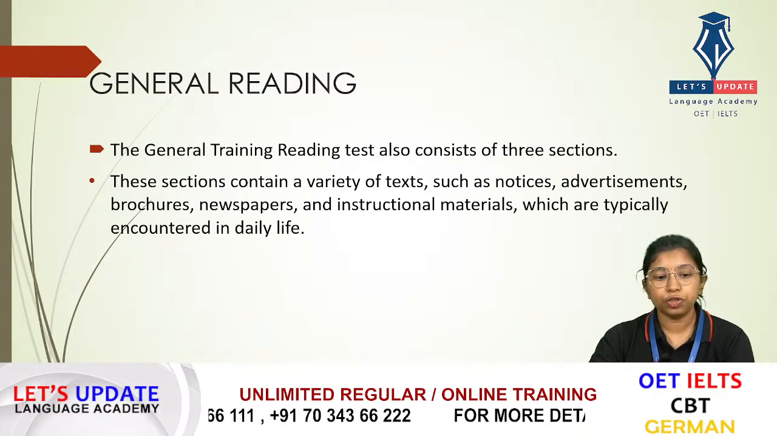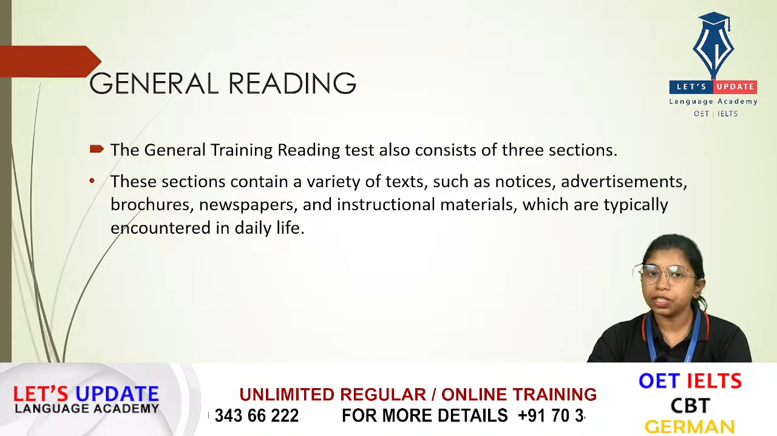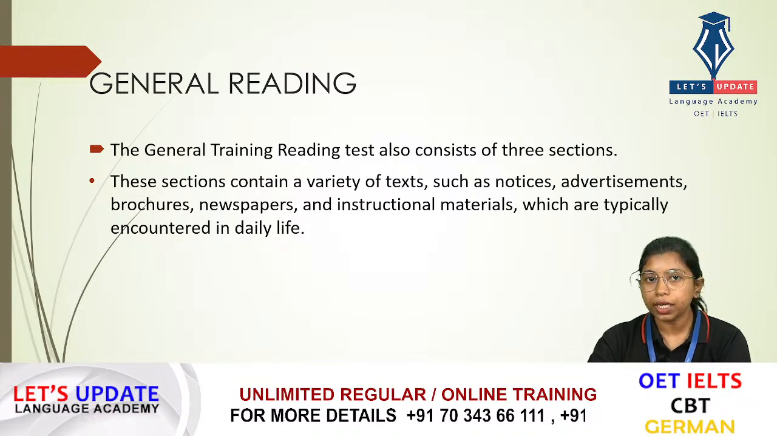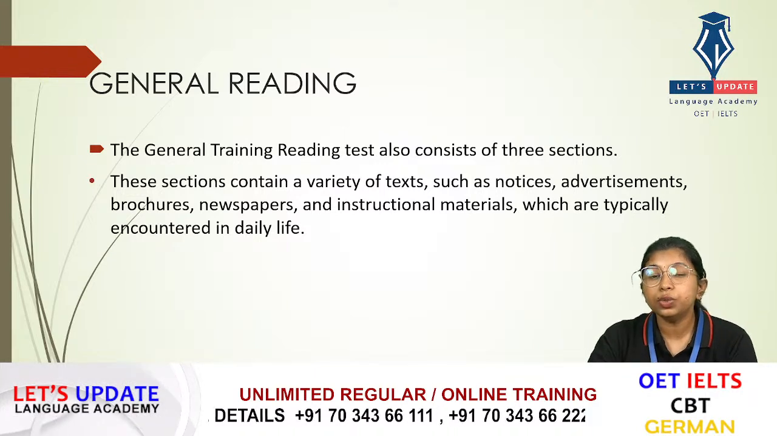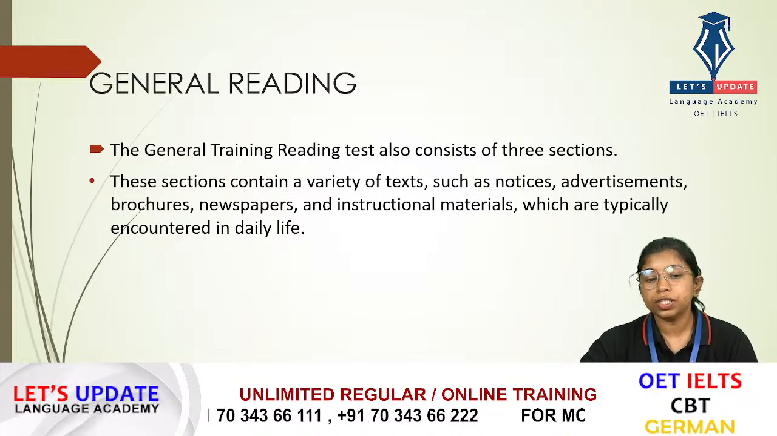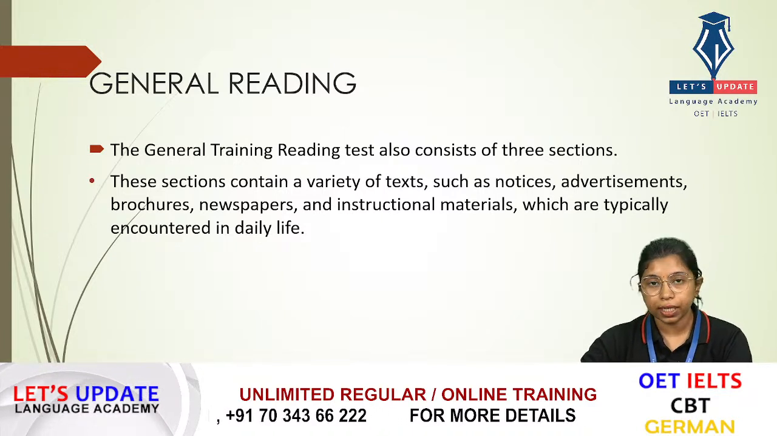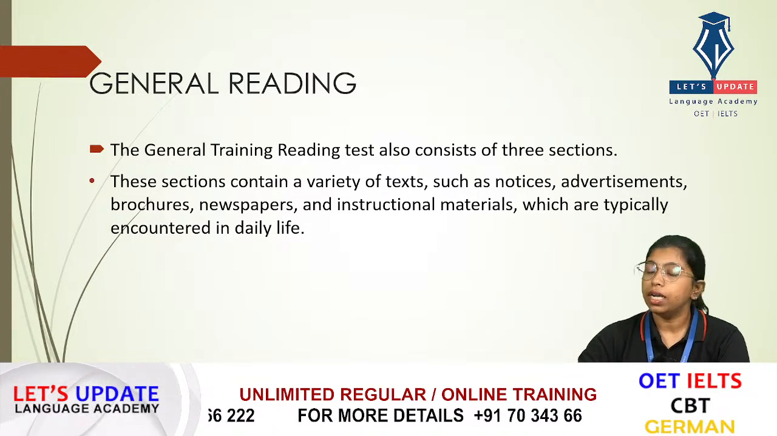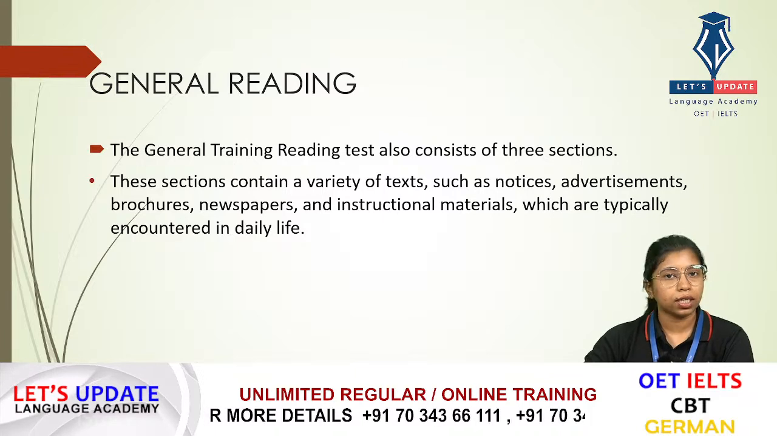Okay, then for general reading, obviously the time will be similar and the number of questions is also the same, and there will be 3 sections as I mentioned earlier. But here, in the first and second sections, you'll have 2 texts based on a daily life situation or workplace related instructions, or something like a user manual. The general training reading test also has 3 sections and 5 texts. These sections contain a variety of texts such as notices, advertisements, brochures, newspapers, and instructional materials, which we typically encounter in our daily life. The timing is the same. There'll be 60 minutes to complete your answers, and no extra time to transfer your answers.